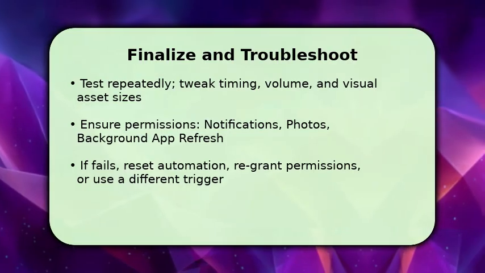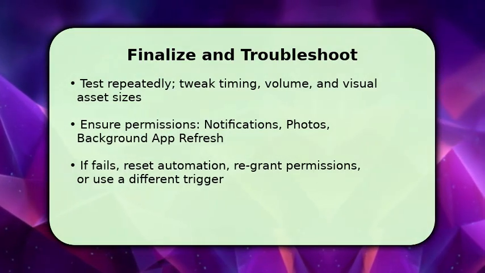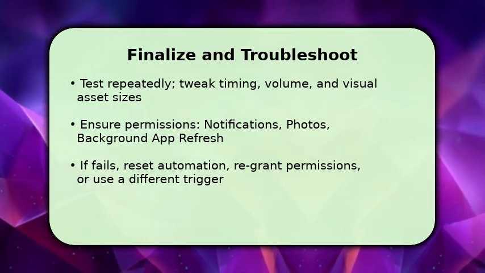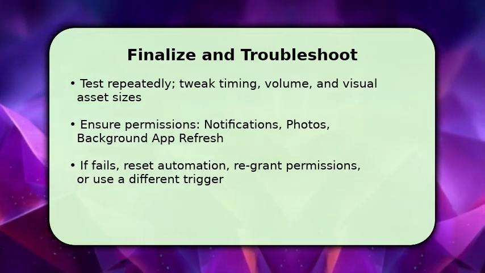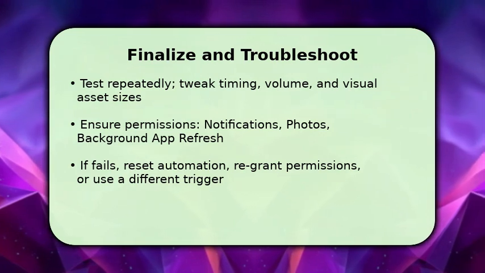If things go wrong, revoke and regrant permissions, recreate the automation, or switch to a different trigger, such as opening a specific app. These steps resolve the common permission and timing conflicts that break the effect.